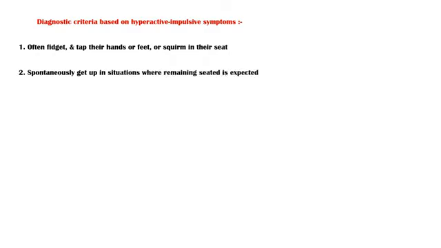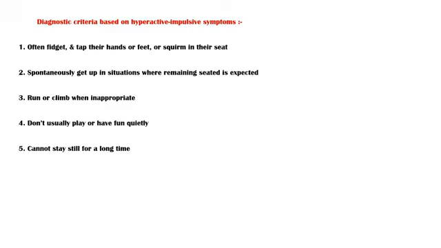Diagnostic criteria based on hyperactive impulsive symptoms include the following. Individuals with ADHD often fidget, and they tap their hands or feet, or squirm in their seat. They spontaneously get up in situations where remaining seated is expected. They run around or climb when inappropriate. They don't usually play or have fun quietly. They cannot stay still for a long time.